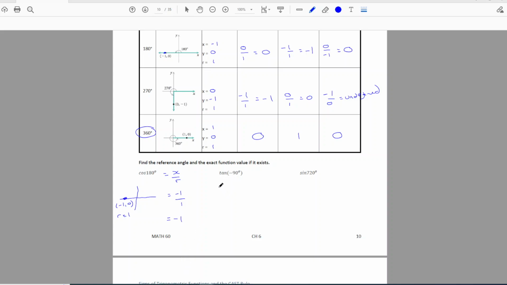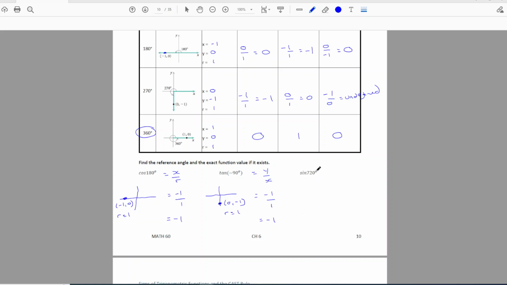Next one would be tan of -90. So the first thing you're going to do is draw it. So -90 is down here. And then again, label that point, (0, -1), with a radius of 1. Tan is y over x. This is something that I would recommend writing on your formula sheet. You know, if there's somewhere where it says tan theta equals opposite over adjacent, put equals y over x as well, because this is the one people tend to forget. So then the y value is -1, the radius is 1, so the tan of -90 would be -1.